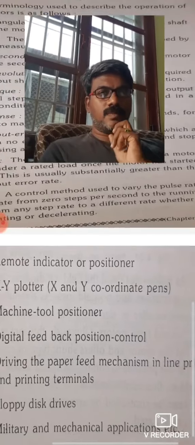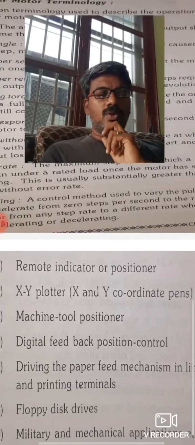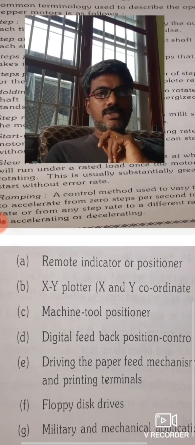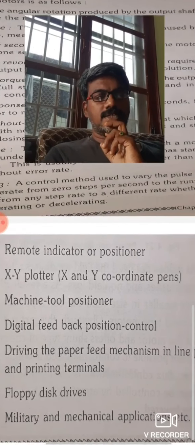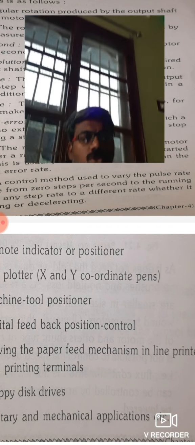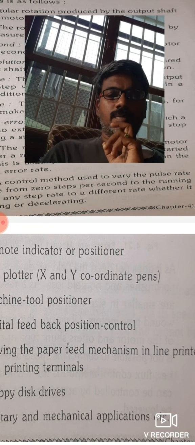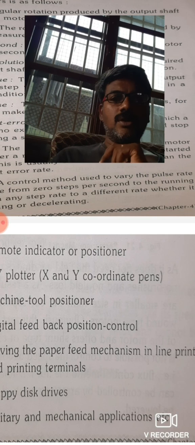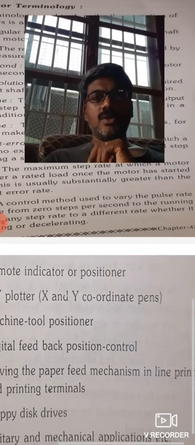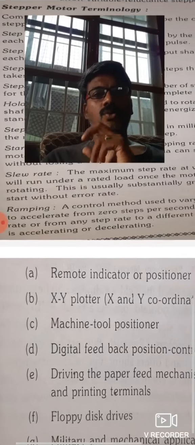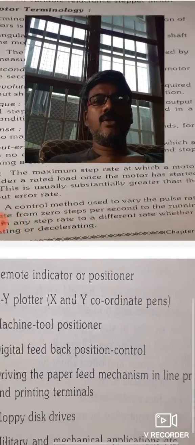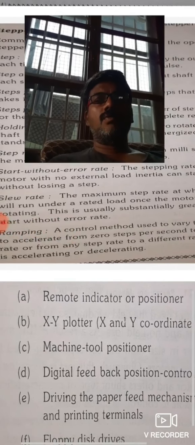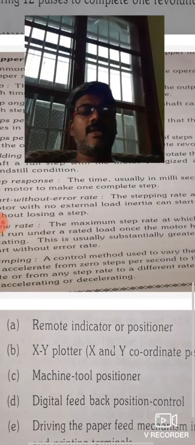Next one is ramping. A control method used to vary the pulse rate to accelerate from 0 steps per second to the running rate, or from any step rate to a different rate, whether it is accelerating or decelerating.